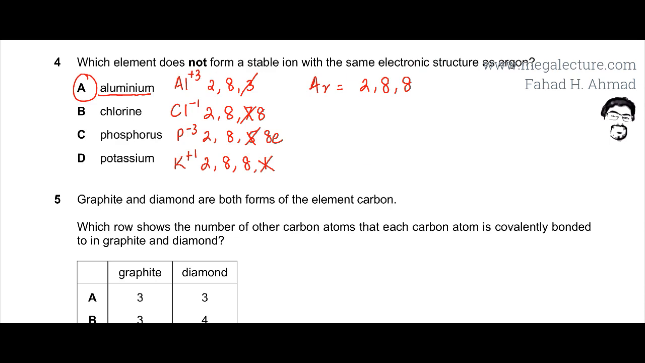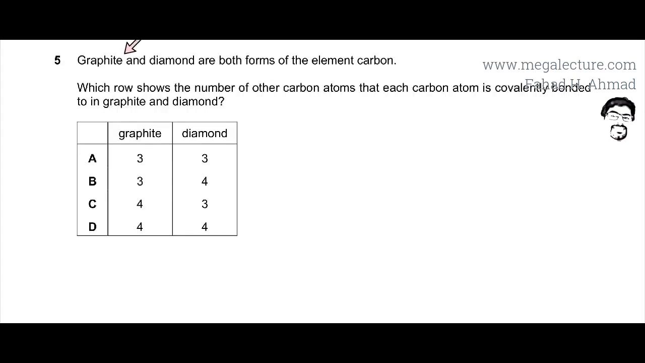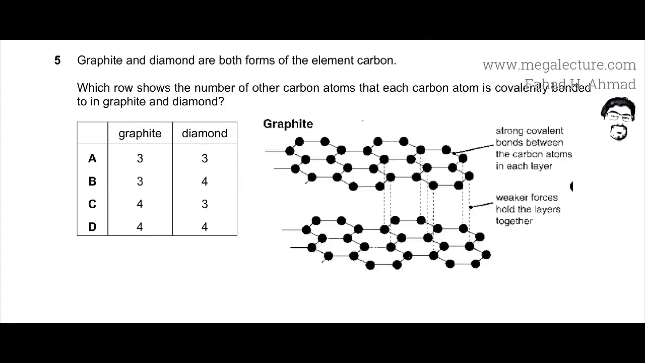The following question reads that graphite and diamond are both forms of the element carbon. Which row shows the number of other carbon atoms that each carbon atom is covalently bonded to in graphite and in diamond? So I'm going to draw the two structures of graphite and diamond. This over here is the structure of graphite. And as you can see, in graphite, these black dots are carbon atoms. Each carbon atom is bonded to 3 other carbon atoms.